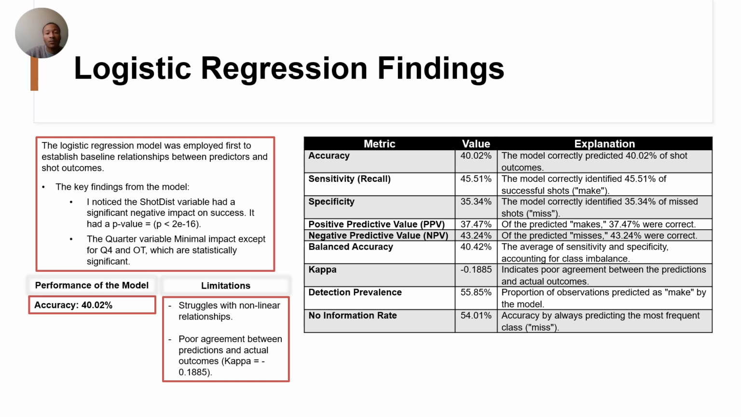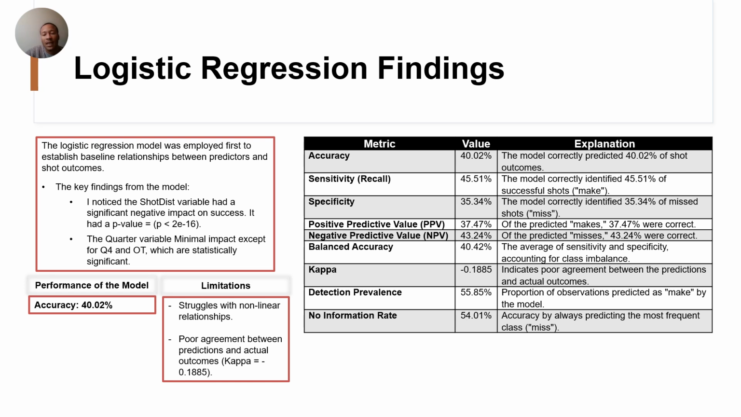So when you look at the model, the model's accuracy was about 40%, meaning it correctly predicted shot outcomes 40% of the time. Sensitivity, or the ability to identify successful shots, was 45.51%, while specificity, or basically identifying missed shots, was lower at 35.34%. The kappa statistic, and this measures the agreement between predictions and actual outcomes, was negative, which really meant that it was a poor alignment.